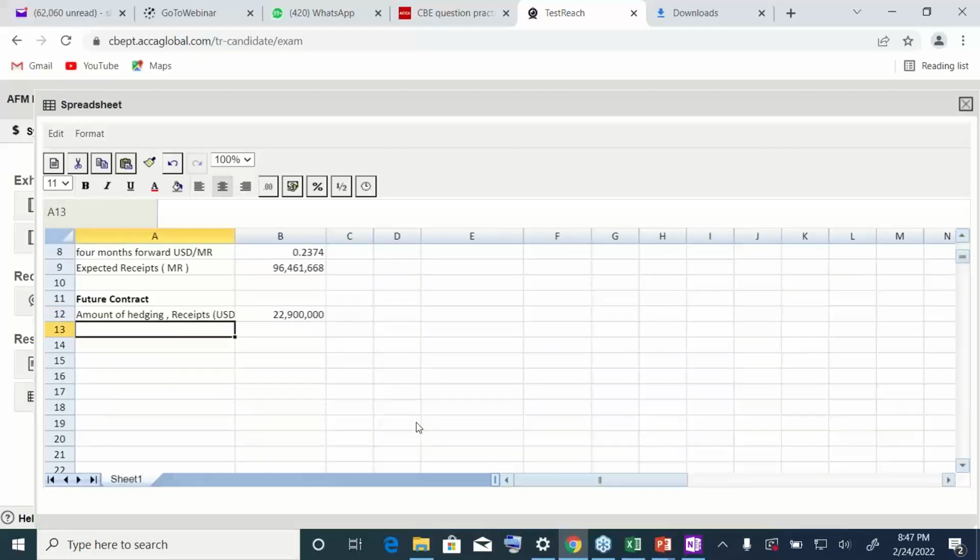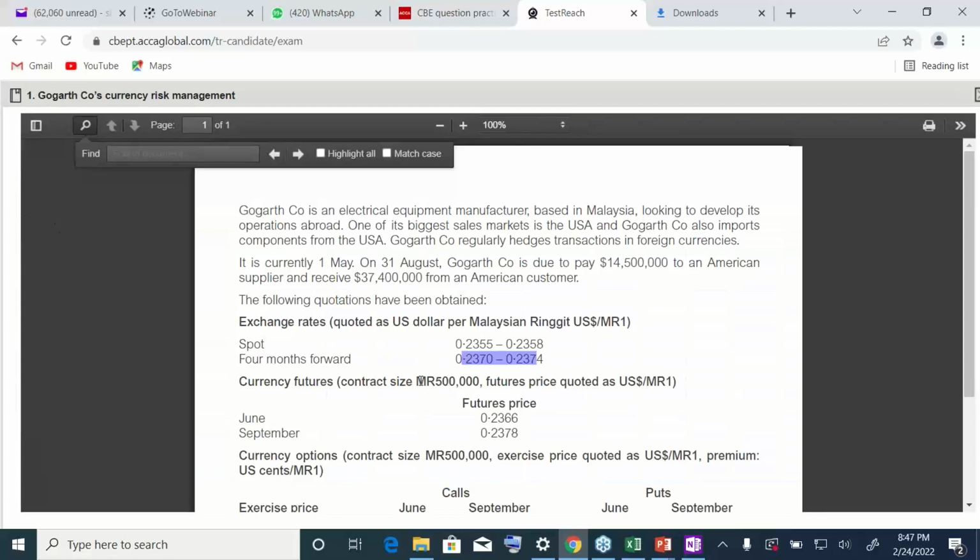Second step, buy or sell future. Contract size is given in MR, so you have to think in MR. This is the case of dollar receipt. That means you are sitting in Malaysia and you will be receiving dollars, so you will be selling the dollars. But the contract is in MR, in ringgit, not in dollars. So if you are selling the dollars, you will be buying the MR, the ringgit. So it's buy MR future.